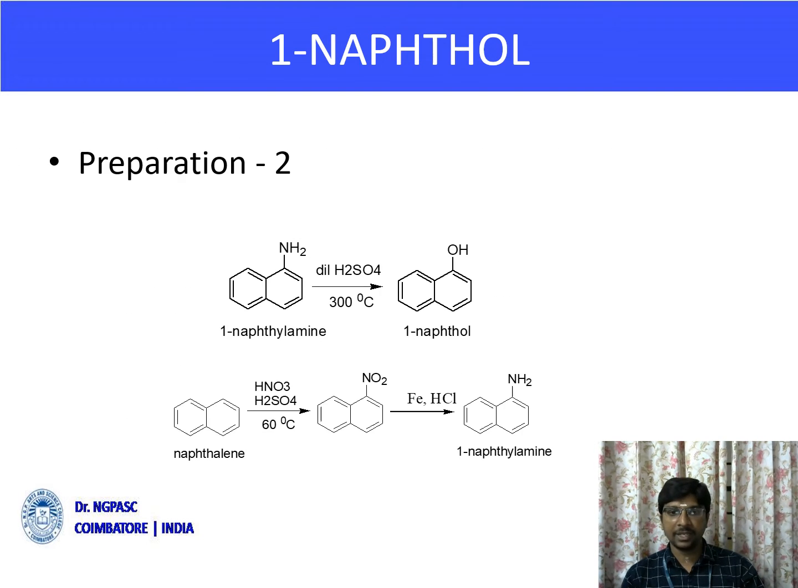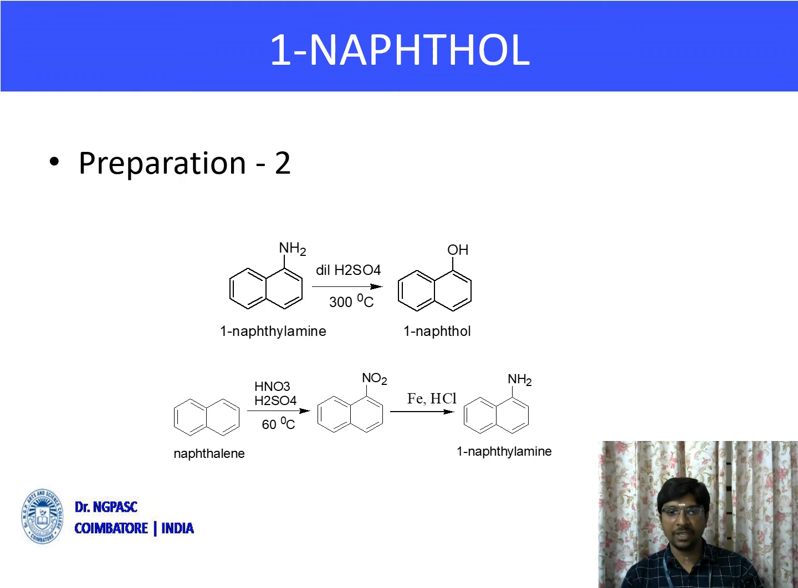And another method is there, that is the second preparation, from 1-naphthylamine. So 1-naphthylamine we are taking, and it is treated with dilute sulfuric acid. The temperature is 300 degrees centigrade. Finally, we are getting 1-naphthol. And the same 1-naphthylamine we can also prepare from the naphthalene compound.